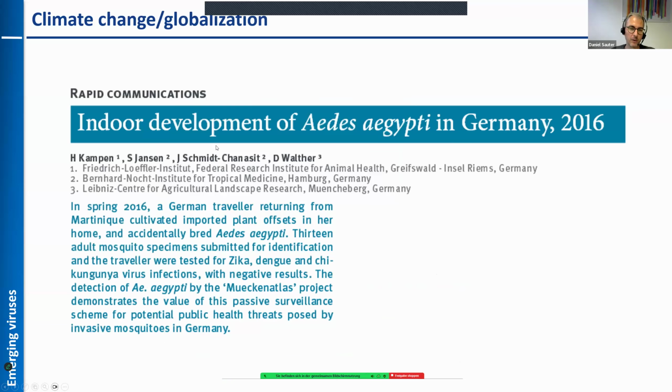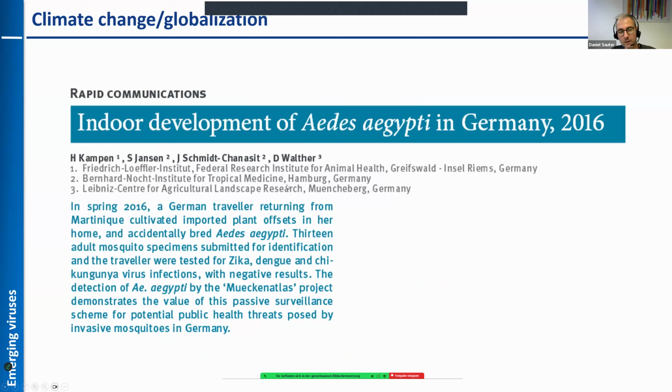So there is even a paper on this. A few years ago, someone sent mosquitoes via a citizen science project to these research institutions, and they were identified as Aedes aegypti, which is an important vector for different viruses, including Zika, dengue, and so on, which was not prevalent in Germany by then.